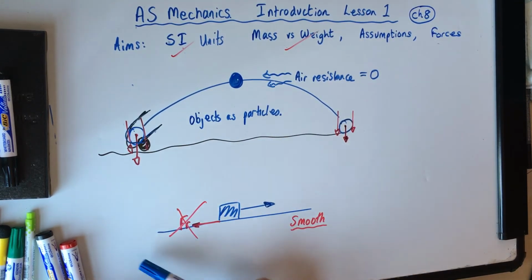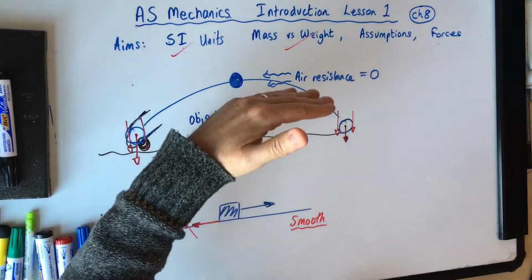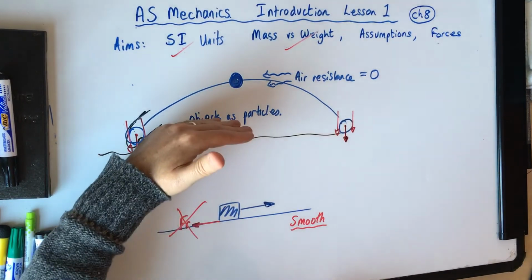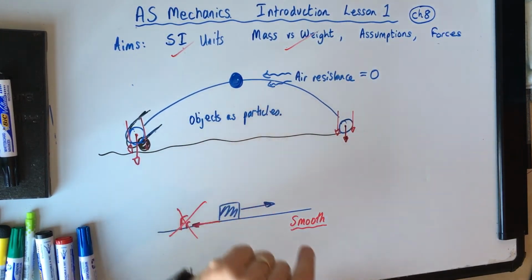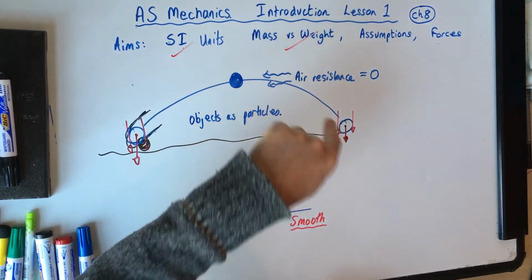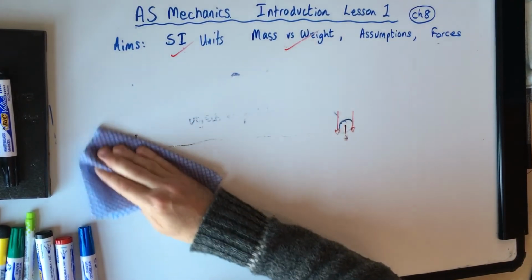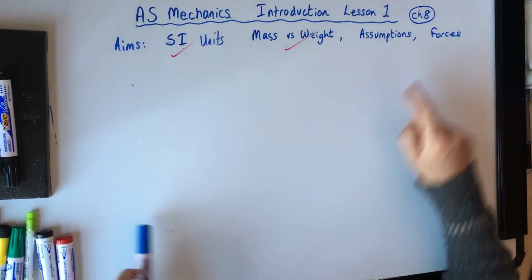We are going to be using friction as a force in some cases, in some questions. So those are assumptions. If you see the word smooth, assume no friction. Treat objects as particles in most cases, so we can pinpoint exactly where they are. And we're going to ignore air resistance. Those are the main ones. And finally, just a few seconds talking about forces.